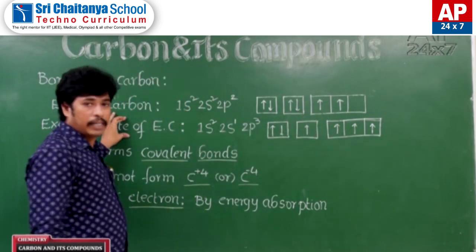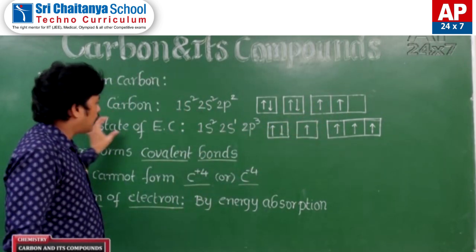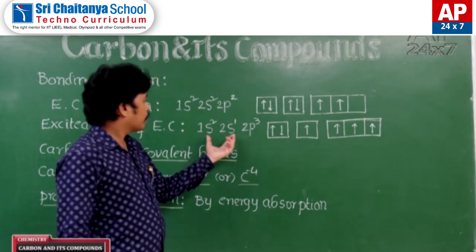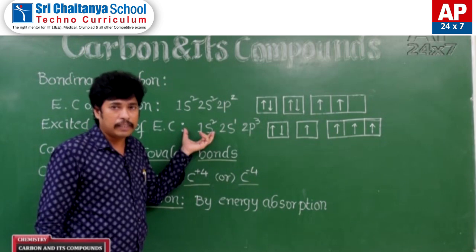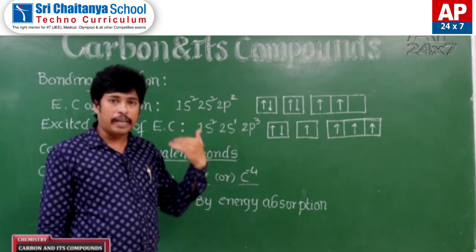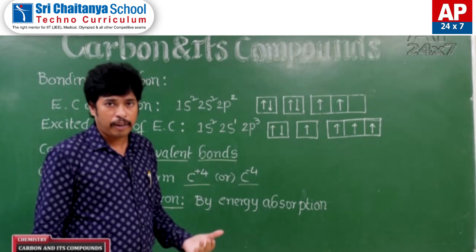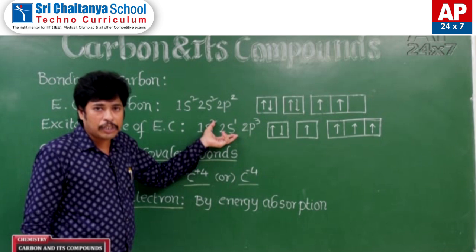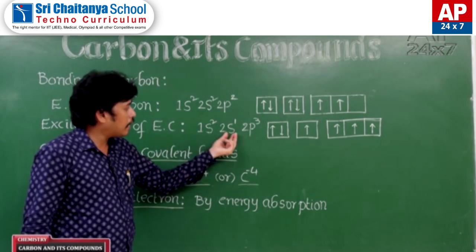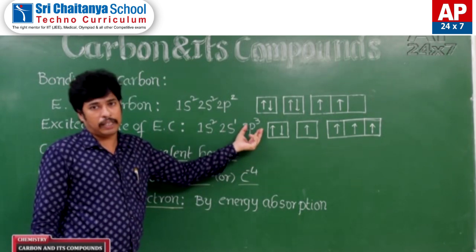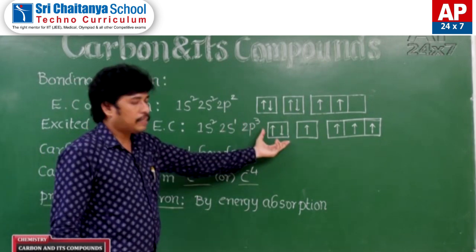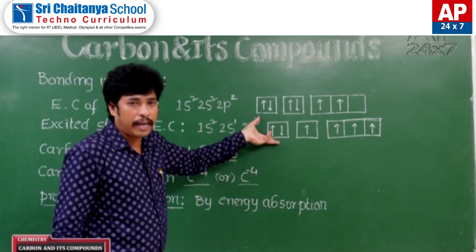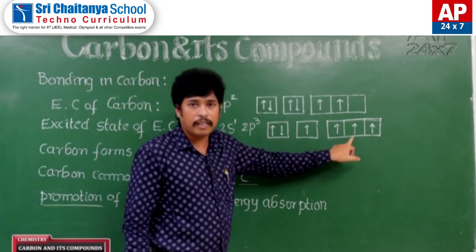But here the second representation, if you observe, is the excited state of electronic configuration of carbon. Whenever carbon absorbs some amount of energy, either naturally or during chemical bond formation, by the absorption of energy we can observe the excitation or promotion of one s electron into the p subshell. That results in the second type of electronic configuration, which we call the excited state of electronic configuration.